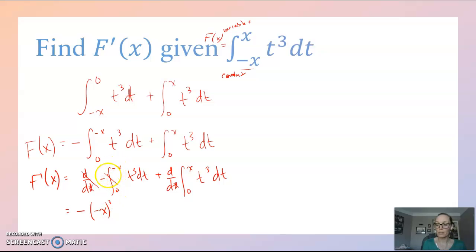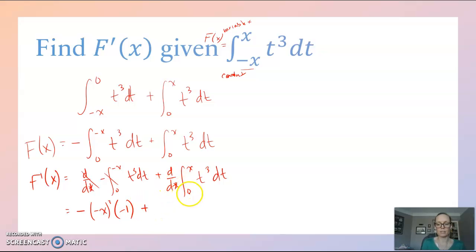And then I have to remember to apply the chain rule, because this is not just an x in the upper bound, but it's a negative x. And so I have to derive that negative x. And so I'm going to get another negative 1, right? The derivative of negative x is negative 1. So I've applied the chain rule there because I had more than just an x in the upper bound.